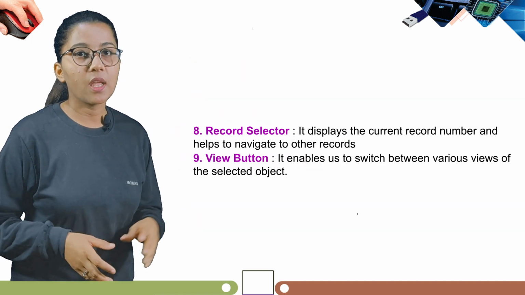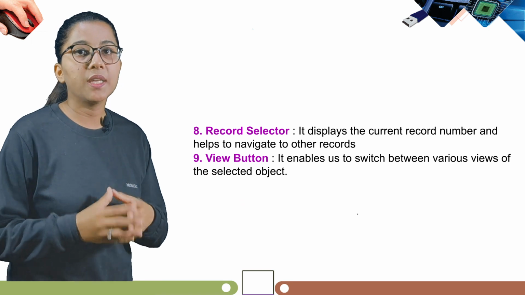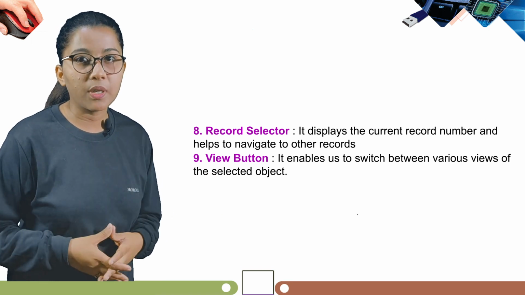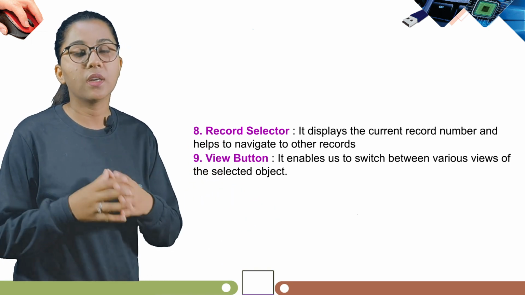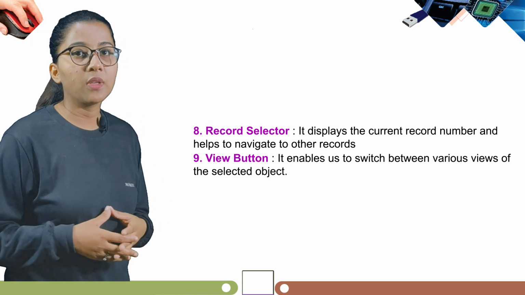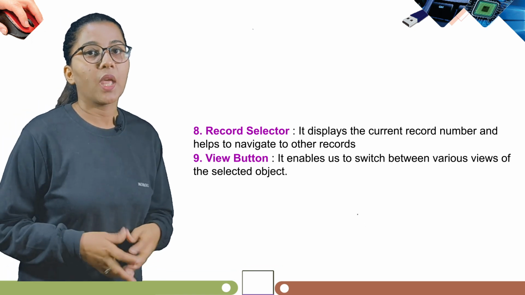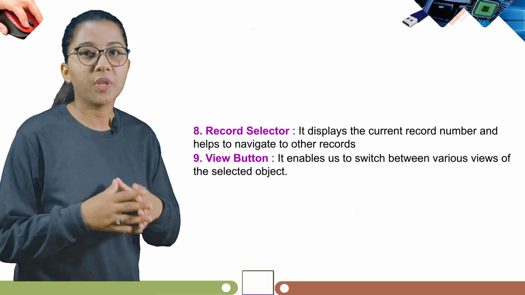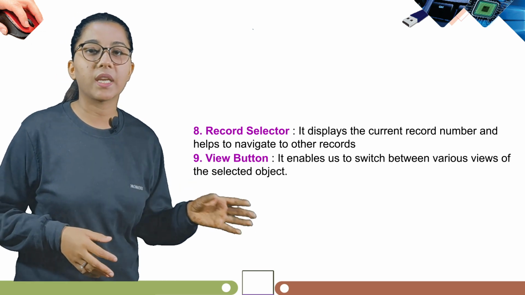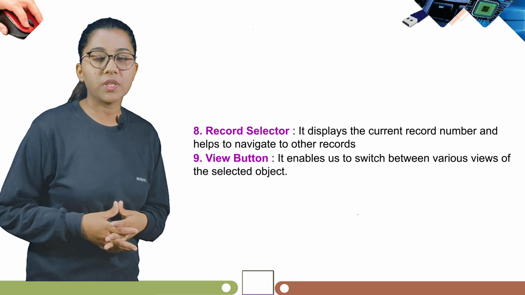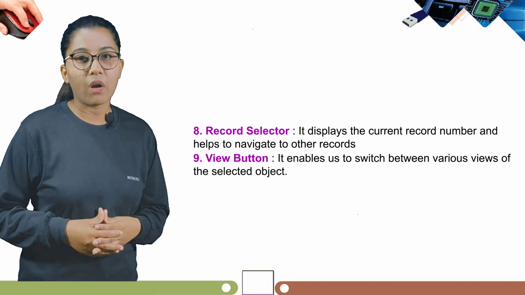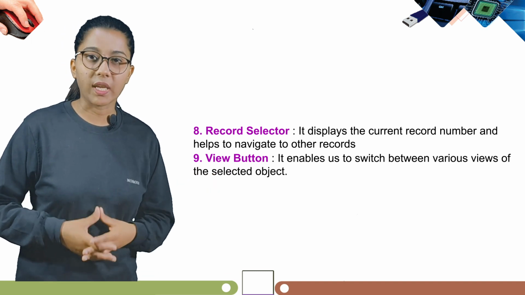Now eighth is record selector. It displays the current record number and helps to navigate to the other records. Now ninth is the view button. It enables us to switch between various views of the selected object. So students, now you know the elements of the Microsoft Access window.